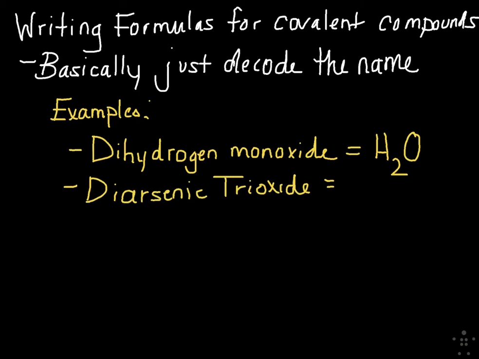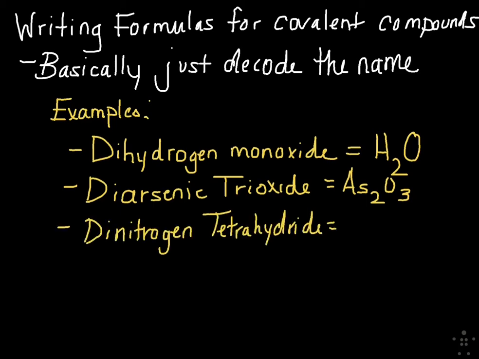Second example, diarsenic trioxide. Di tells me I have 2 of them, and it's arsenic, so As2. And then trioxide tells me that that's oxygen and that there's 3 of them. So As2O3. Third example, dinitrogen tetrahydride. So di tells me I have 2 nitrogen, tetra tells me I have 4 hydrogen. Simple as that.